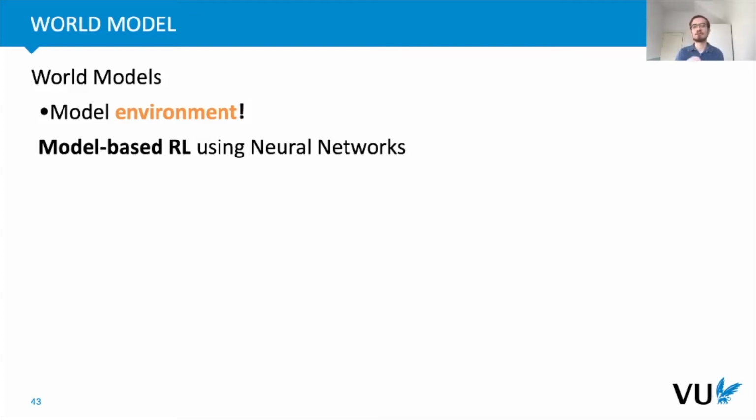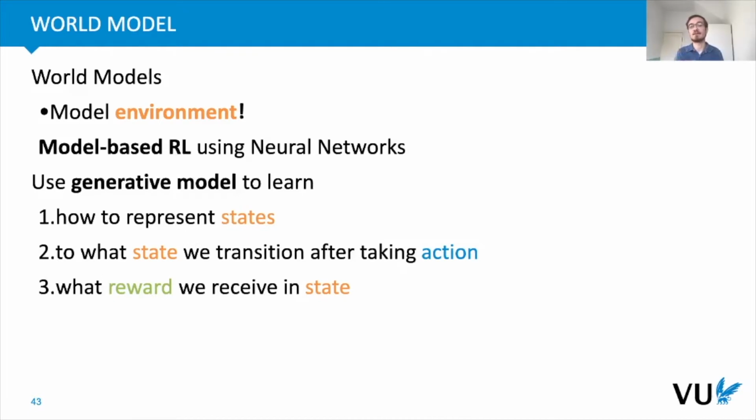World models can also be seen as model-based reinforcement learning that use neural networks. Model-based reinforcement learning is basically where we model the transition dynamics of the environment, and this then uses neural networks for this. So how are we going to do this? We're going to be using a deep generative model, and we're going to learn three different things. We're first going to learn how to represent states, so to get a nice representation of what it looks like. Second, we're going to try to figure out what happens if you actually take an action within that state. Can we predict what happens next? So basically, can we predict into the future what's going to happen when you execute an action? And third, what reward do we receive in what state?